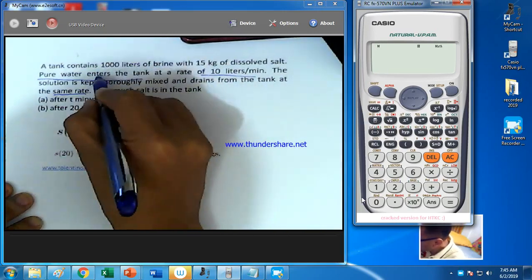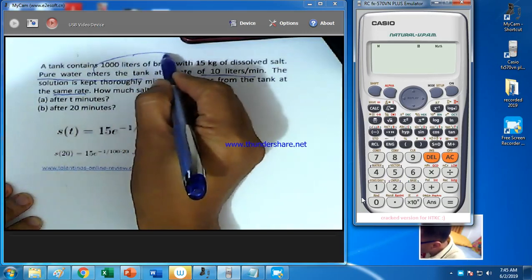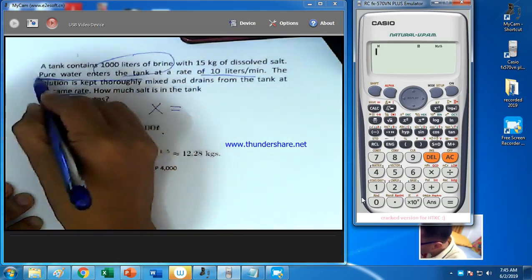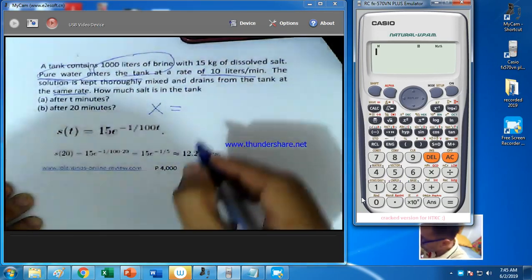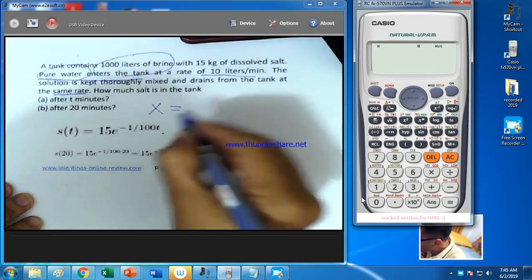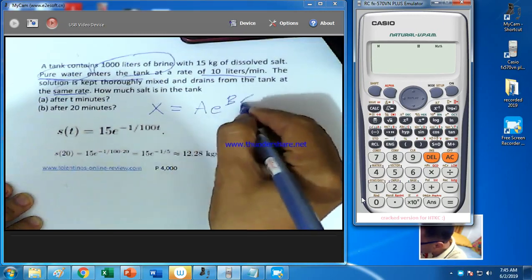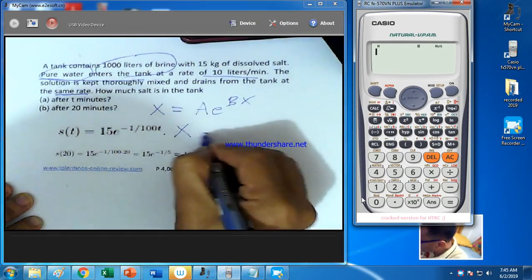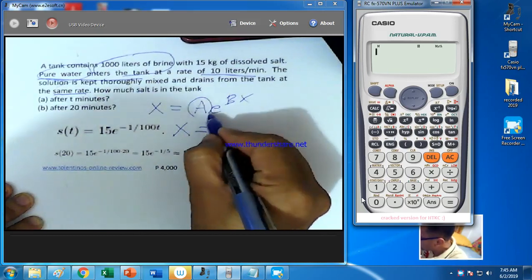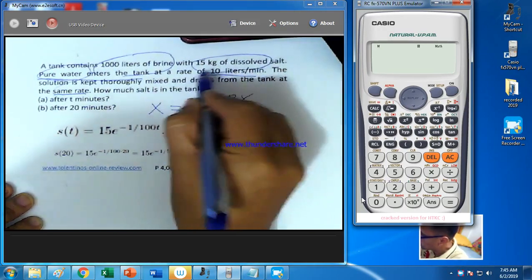Now, kapag tubig to, tubig lang yung pumapasok, no? Pure water, no? So, automatic, ang model mo will just be X equals A e to the BX, where yung A na to is just yung ilan yung na-dissolve na salt doon sa tangke.